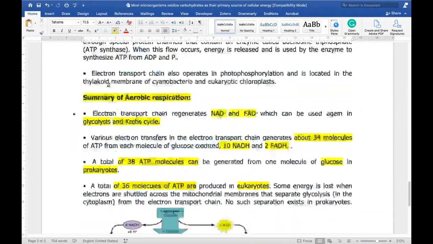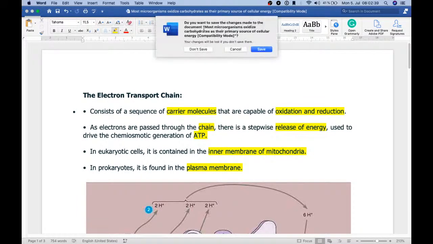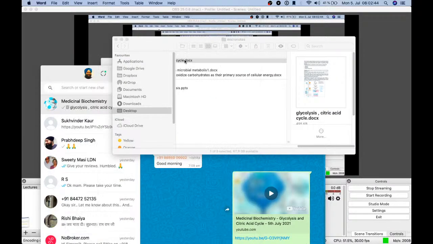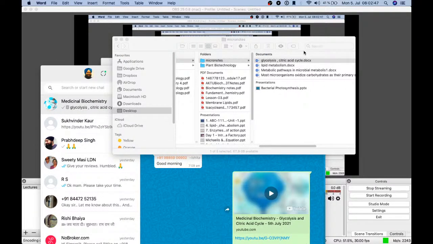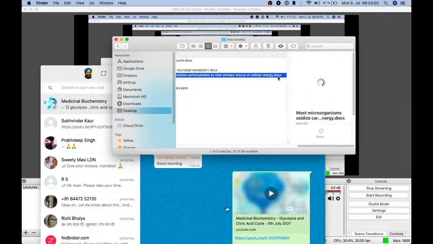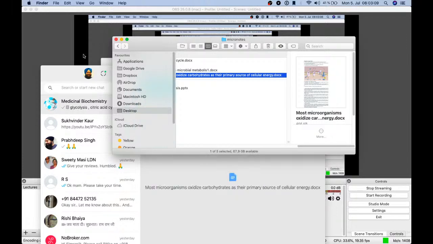So go through it. If somebody asks you in an exam to write about the glycolysis cycle or citric acid cycle or electron transport chain, or to explain the summary of glycolysis, citric acid cycle and electron transport chain and how much energy is produced, you have to explain that diagram. So this is the second part in that series.